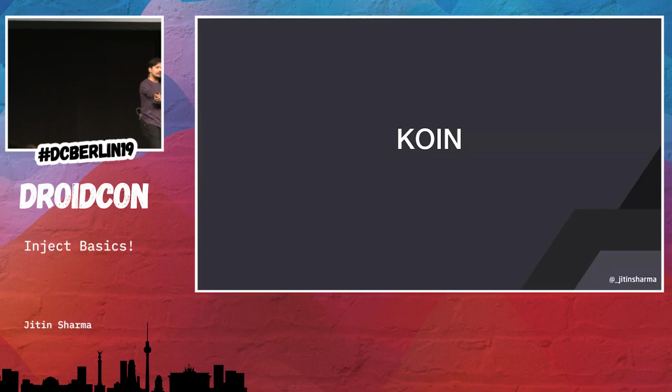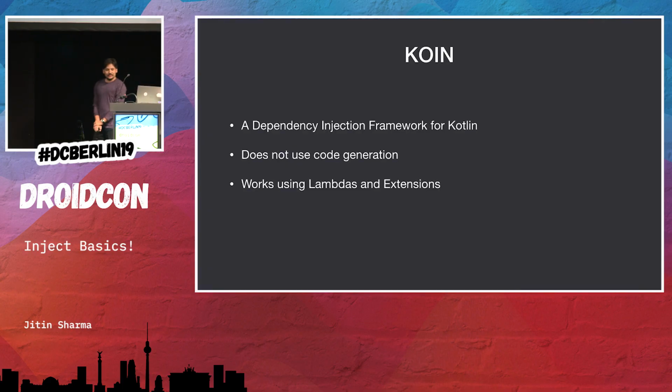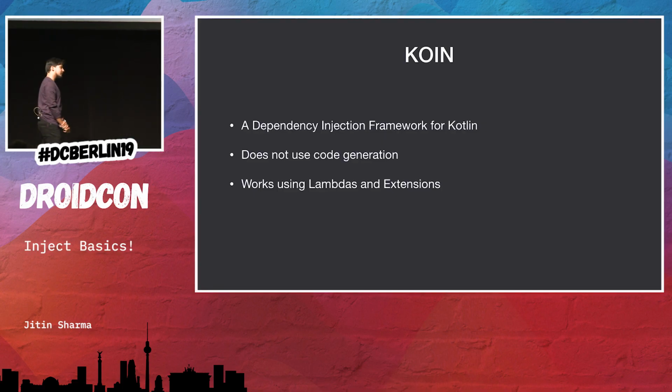So addressing the elephant in the room, I'm going to talk about Koin. Koin is a dependency injection framework. It is completely written in Kotlin, and it works with Android and Java projects. So it's not specifically made for Android, and it's not specifically made for Java projects. It's just a Kotlin library.